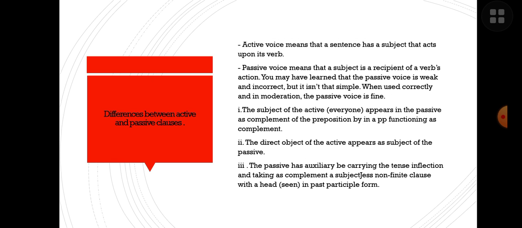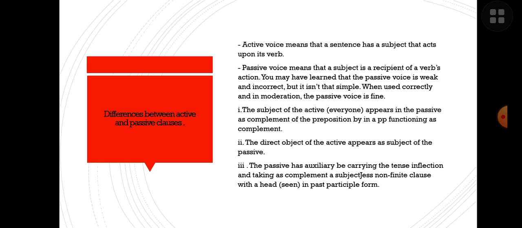Difference between active and passive clause. Active voice means that a sentence has a subject that acts upon its verb. Passive voice means that a subject is the recipient of a verb action. You may have learned that the passive voice is weak and incorrect, but it is not that simple. When used correctly and in moderation, the passive voice is fine.